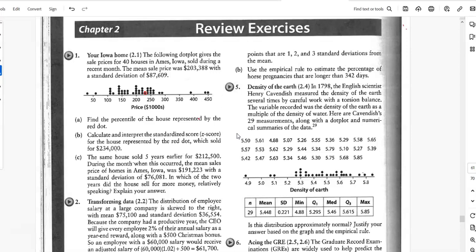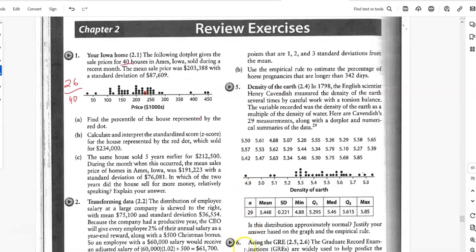You count all these to the left of that red point. 1, 2, 3, 4, 5, 6, 7, 8, 9, 10, 11, 12, 13, 14, 15, 16, 17, 18, 19, 20. There are 26 to the left of that, so 26 divided by, it looks like 40 homes, so 26 divided by 40.